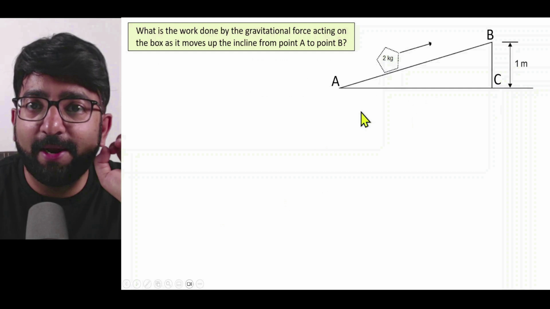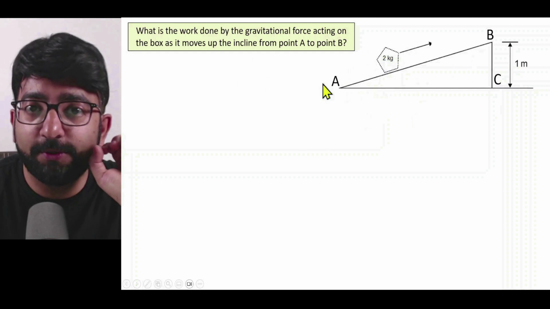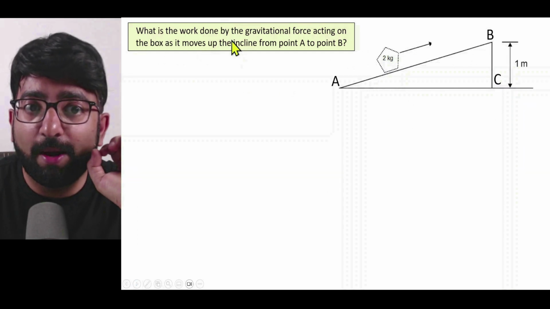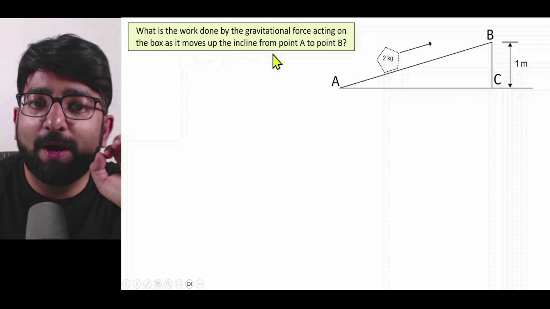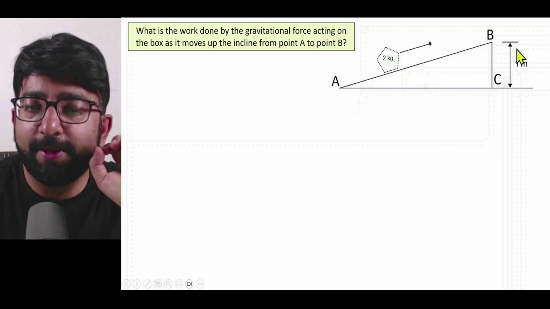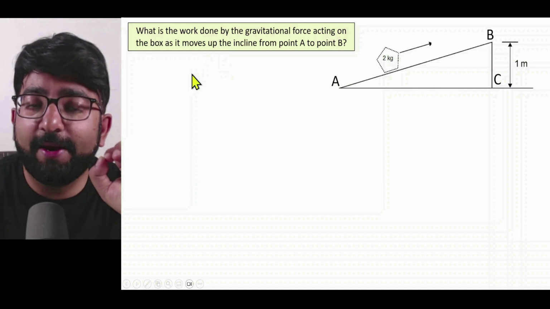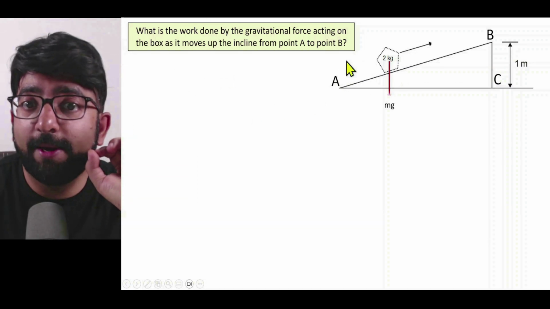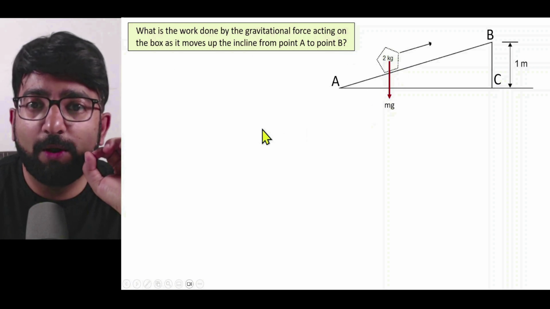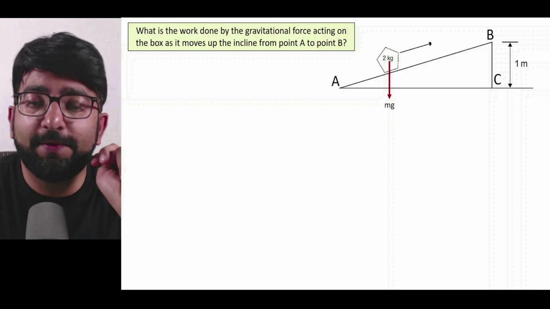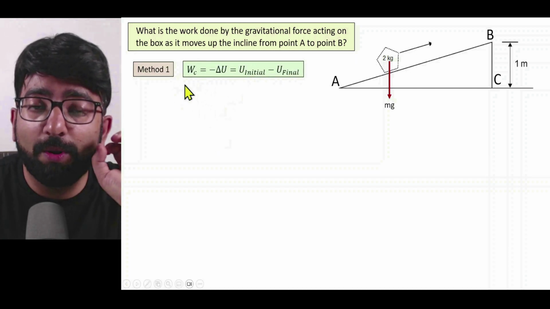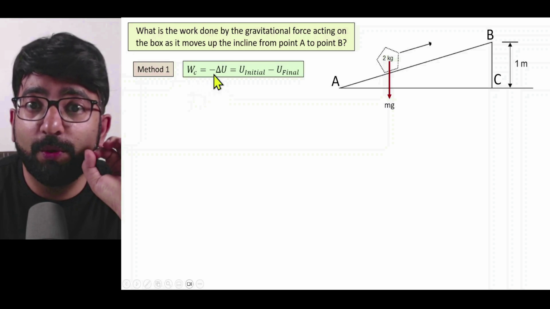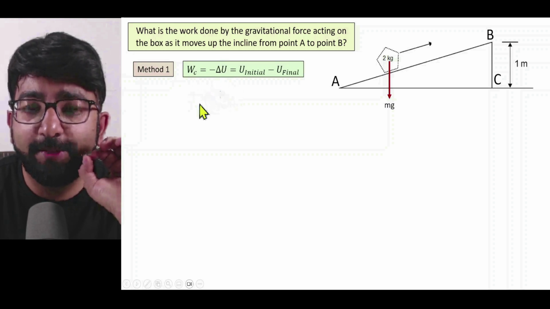Here we have an inclined plane on which a box is kept. The question is, what is the work done by the gravitational force acting on the box as it moves up the incline from point A to point B? The question has specified that we need to find the work done only by the gravitational force, which is acting downwards. There are two ways to solve this question. Method number one, we are going to use the basic formula: work done by a conservative force is equal to negative of change in the potential energy.